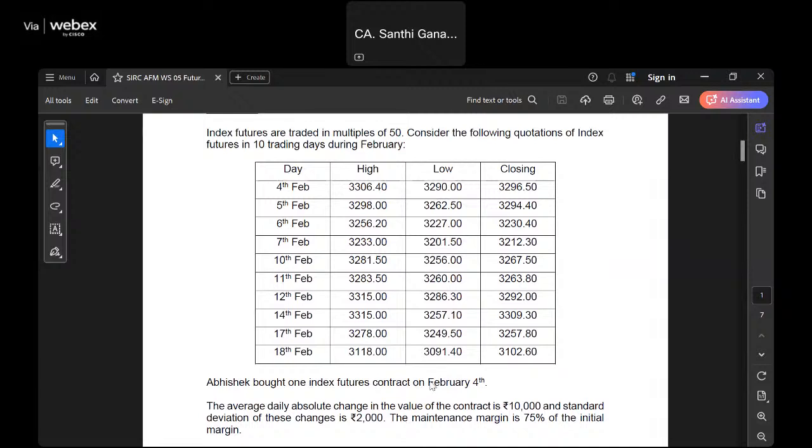So now, what do we know? If I have to open the margin account, the first thing I need to know is the initial margin. Then I need to know the maintenance margin. Then I can find out how much is to be deposited initially and what is the amount to be maintained.